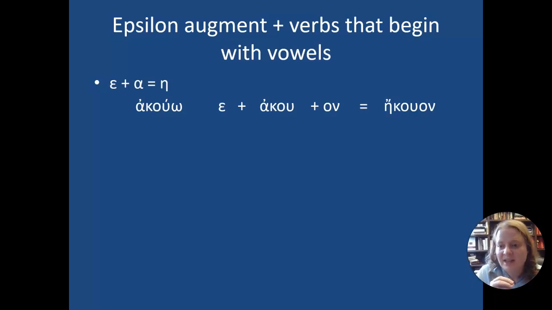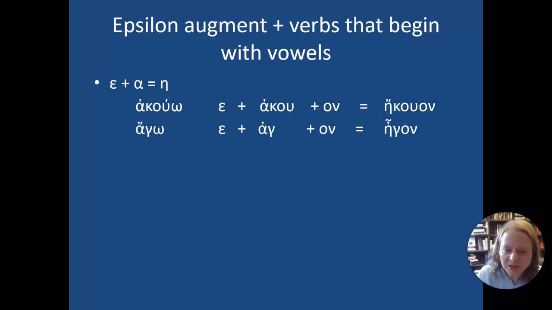Now, whenever I see a long vowel at the beginning of what seems to be a verb, I start to think, like, were there things that combined here? And if so, what could it be? So ekuo, I don't know anything like ekuo, but akuo is a really common verb, so I'm going to be able to recognize that. Here's another example, ago, which means I lead. Epsilon plus alpha equals eta, agon, I was leading.